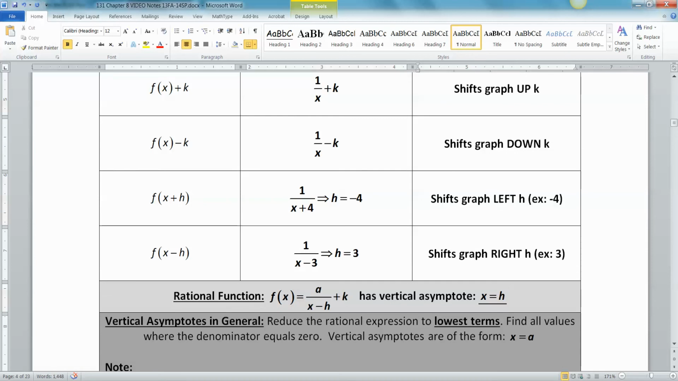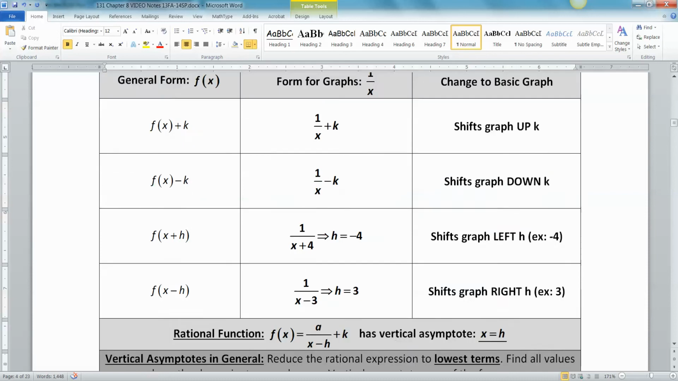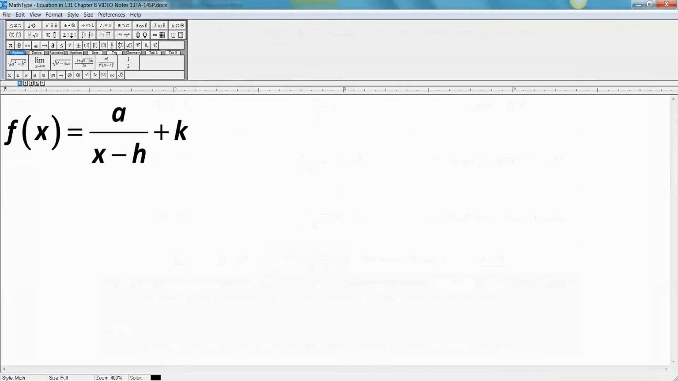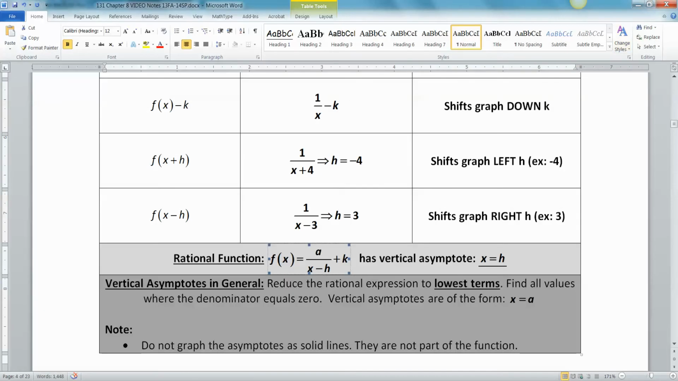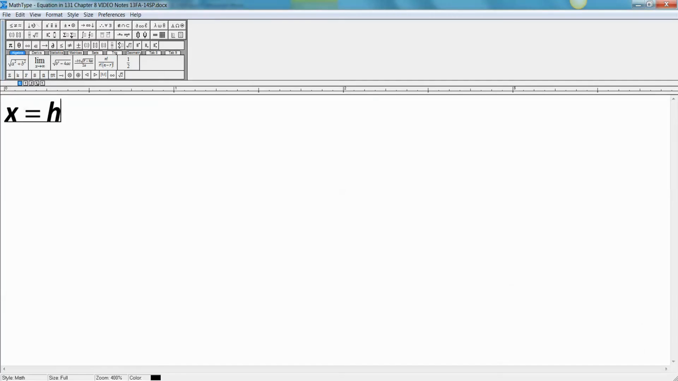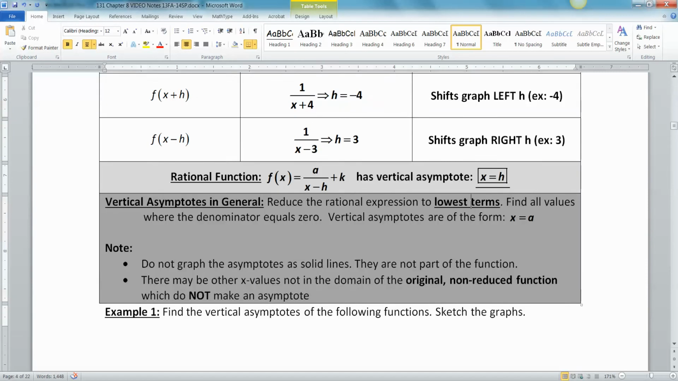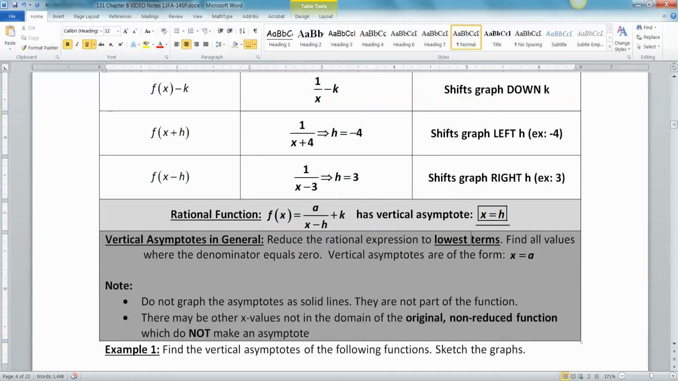Okay. All right, then that also means that we know the equation of the vertical asymptote. The vertical asymptote is going to happen when x is equal to h, whatever h is, because if you have x equals h, h take away h will make 0. So if you have h take away h, you'll have 0, and that's a big no-no. So it means your vertical asymptote has the form x equals h, because vertical lines have the form x equals a number. And that gives us how we're going to find vertical asymptotes in general.